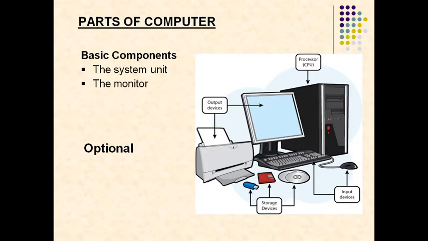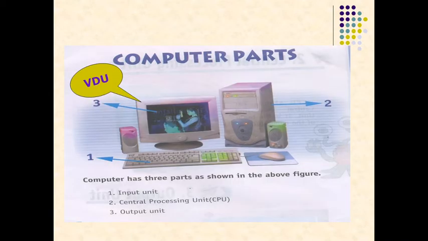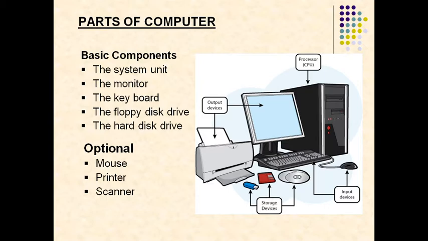Okay students, now next let us go to the next slide, which is parts of computers. So what are the parts of computers here? The basic components: the system unit, the monitor, the keyboard, the floppy disk drive, the hard disk drive, the mouse, printer, scanner. Mouse, printer, scanner are optional. Now, what is the system unit here? And the monitor here. You have a monitor here. You can see it. This is an output device.